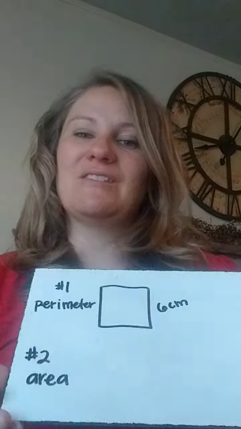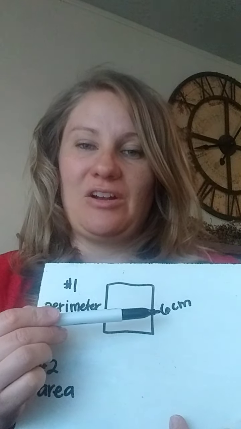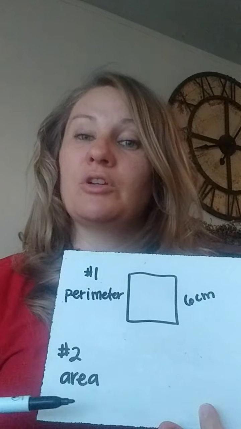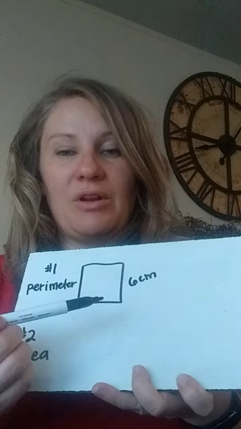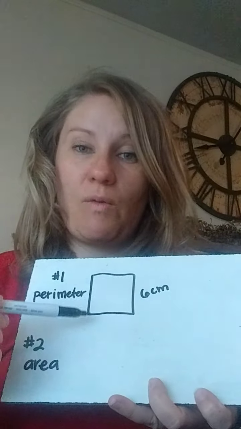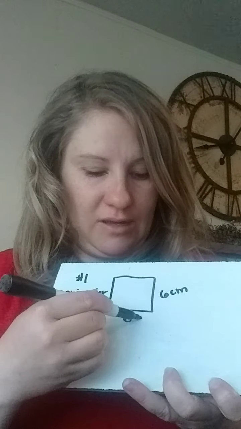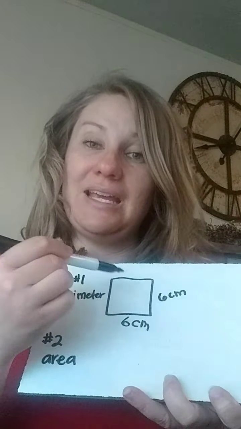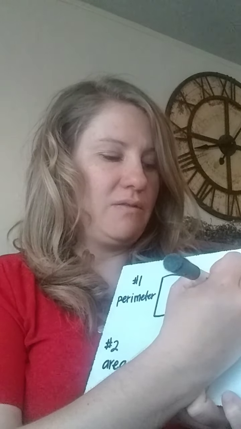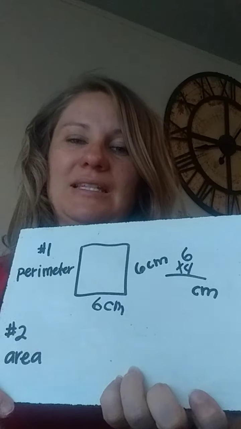Number one, it gives us a square, and it has a side labeled 6 centimeters, and it wants to know the perimeter. Number two wants to know the area of the same square. To find the perimeter, if it's a square, all the sides are the same length. So we can assume that each one of these is 6 centimeters. So we can go 6 plus 6 plus 6 plus 6, or we can go 6 times 4 equals how many centimeters? So that will be your answer. 6 times 4 is how many centimeters?